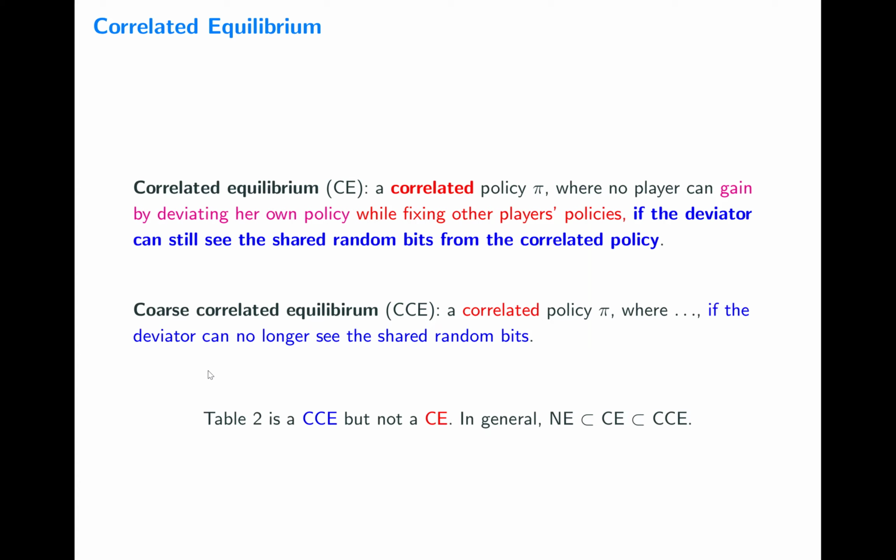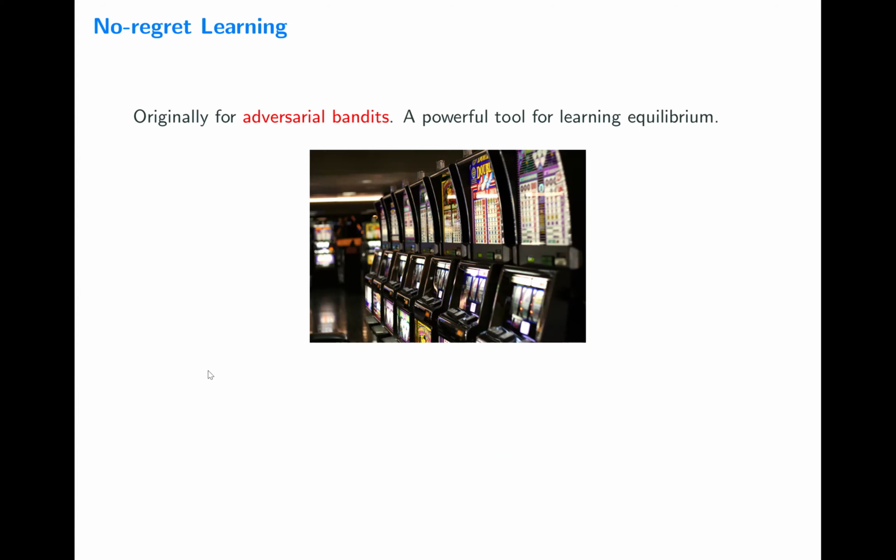Okay. So we just briefly went over all the equilibrium concepts, and next we're going to talk about how to find the equilibrium. There are a lot of algorithms designed to find equilibrium, but for simplicity, I will restrict to one of the most well-known classes of algorithms, called no-regret learning algorithms. No-regret learning was originally not designed for games, but for another problem. It turns out to provide a very powerful tool to learn games. It was originally designed for adversarial bandits.